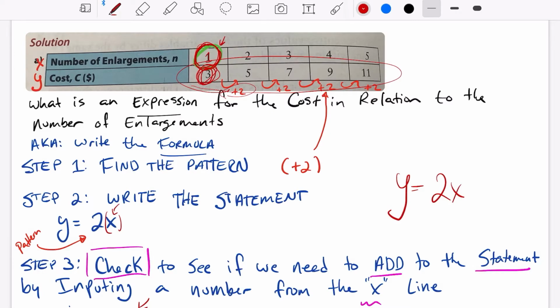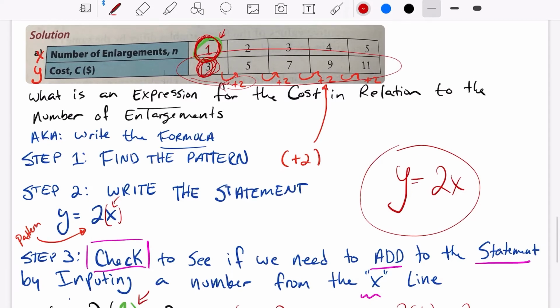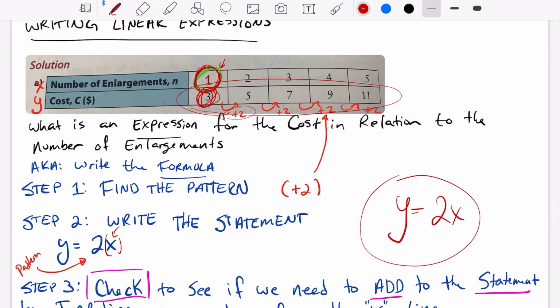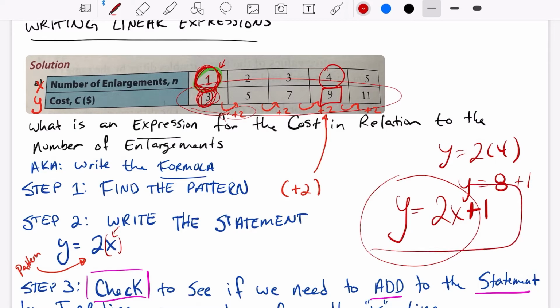The second step, that's the most important step, this isn't necessarily the right answer, right, is we went and we solved that. We took a number out of the table, so let's take 4 this time. Y equals 2 times 4, and that equals 8. Well, guess what? That's not correct. We have to get to 9. So that's why we have to go y equals 2x plus 1, because 8 plus 1 is 9. And now this is your formula.